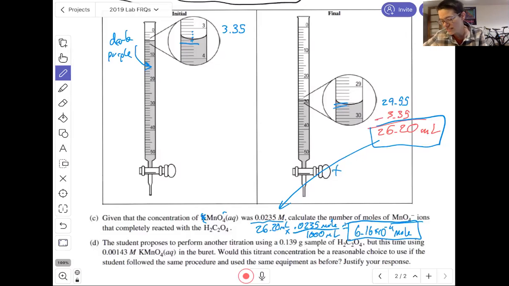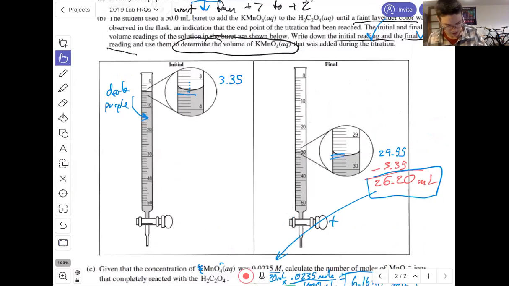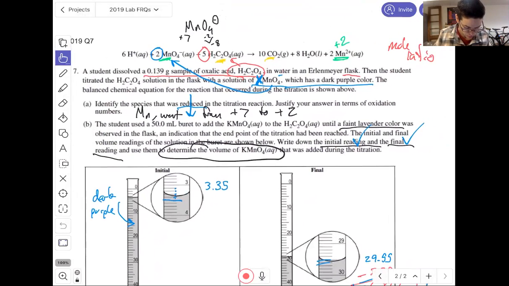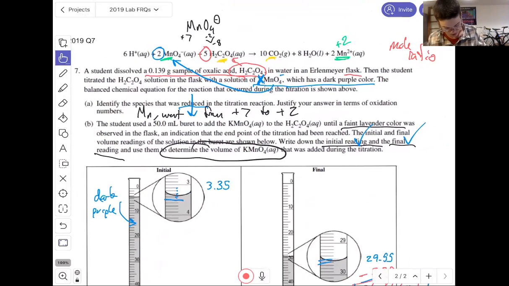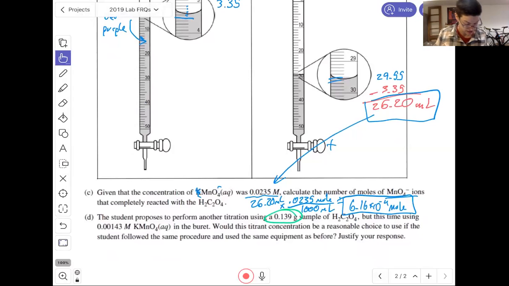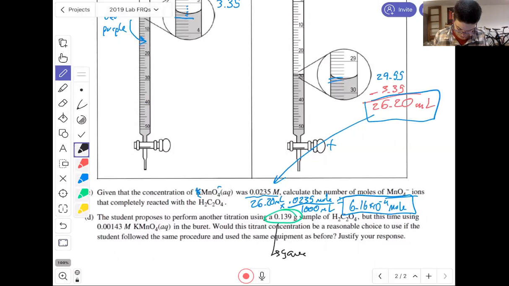All right, and then part D is another lab process question. It says the student proposes to perform another titration using a 0.139 gram sample of the acid. How much was the original sample? So this is 0.139 grams, and up here we were also 0.139 grams. So we're still talking about the same mass. So that's good.